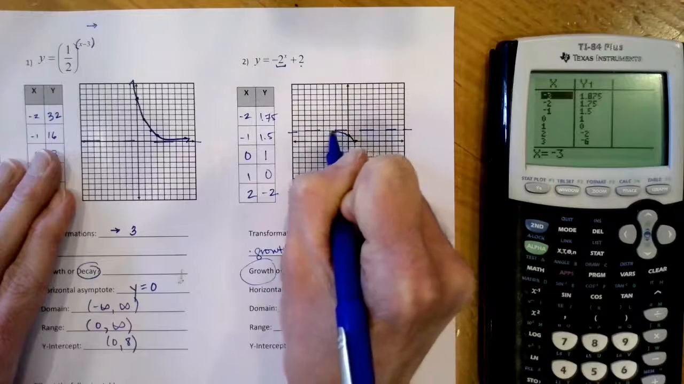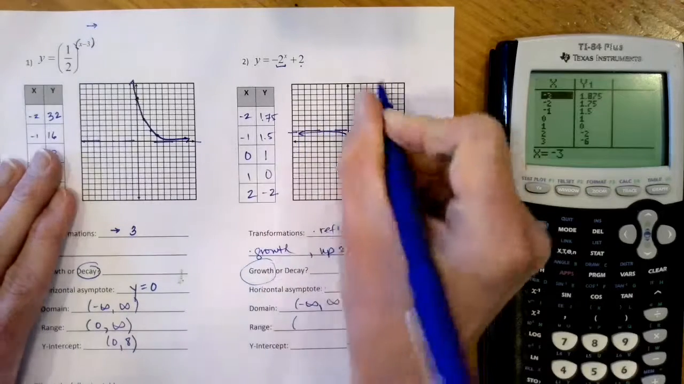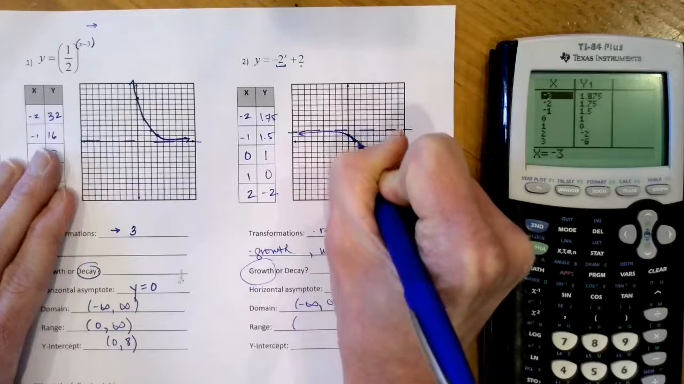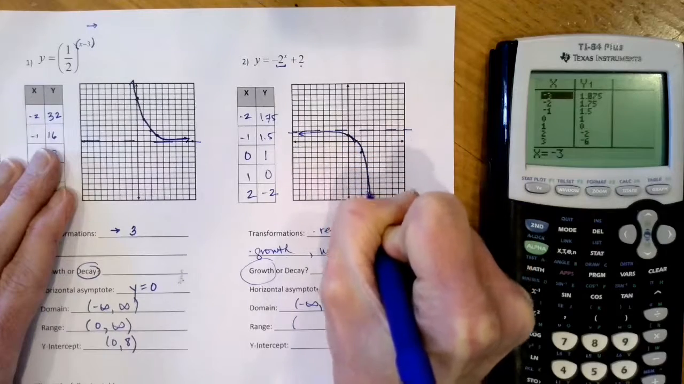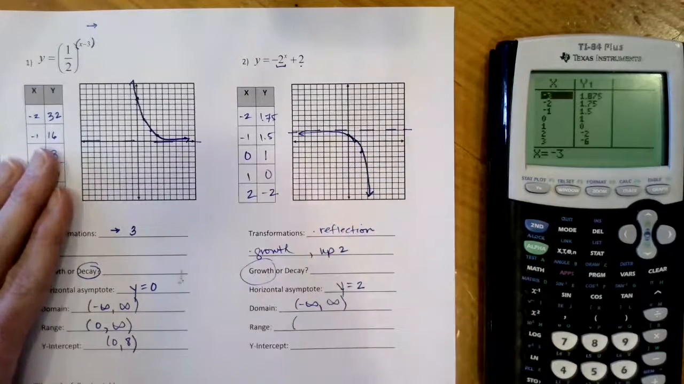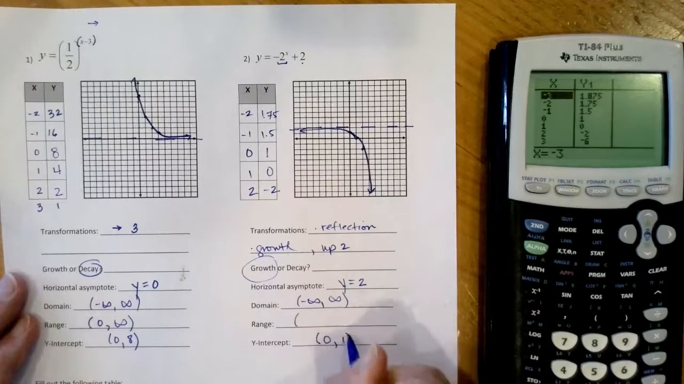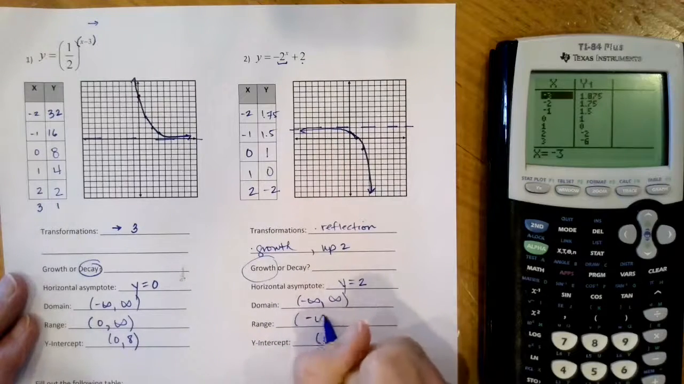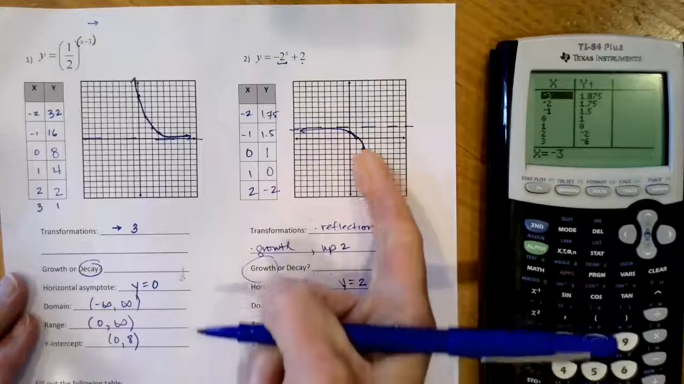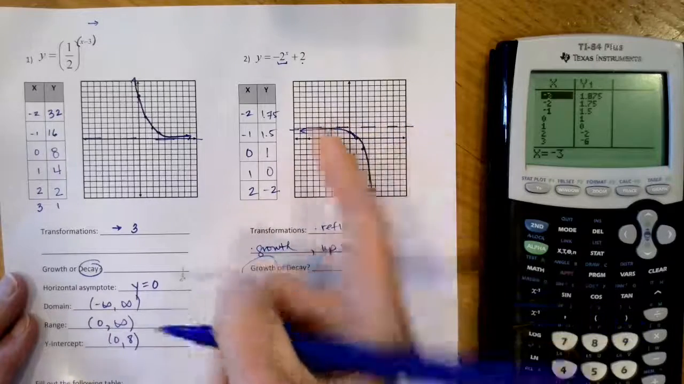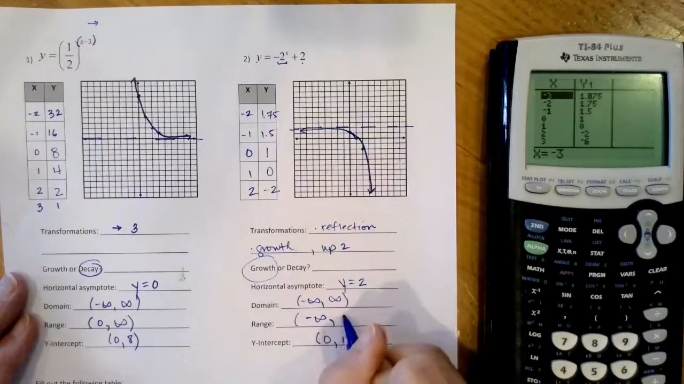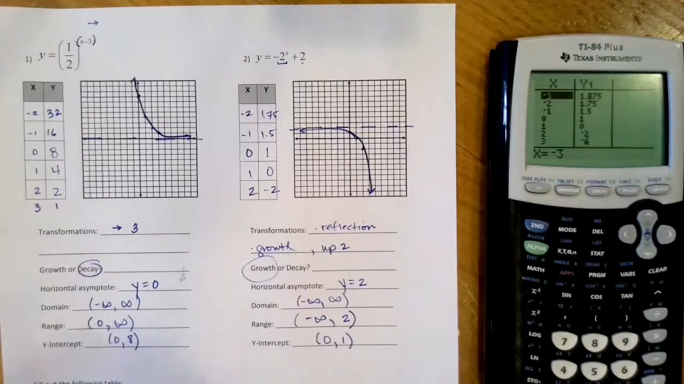graph is going to approach my asymptote, never reach it, and then this part of my graph is going to exponentially fall. So my y-intercept is going to be an input of 0, gives me an output of 1. My range here is going to be from -infinity all the way up to, and it's going to get as close as it can to my horizontal asymptote, but never touch it. That's why we have the curve.